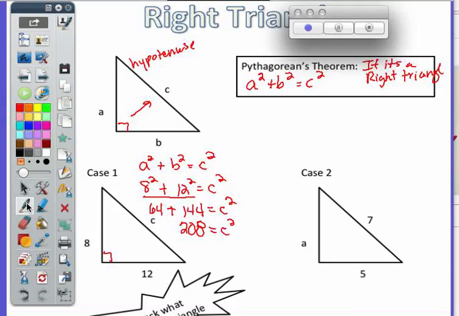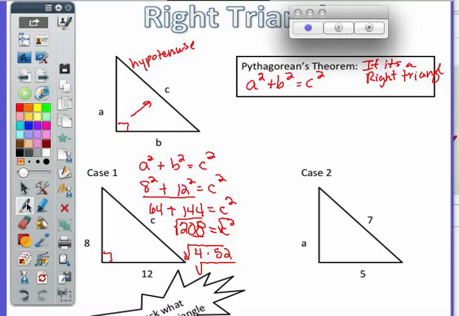Now, how do I get rid of the c squared? I take the square root of both sides, and I have the square root of 208. Now, what I know for sure is that 4 goes into both of them because 4 goes into 8. So 4 goes into 208 52 times. And 4 even goes into 52 another time. So I could have taken a 16 out.